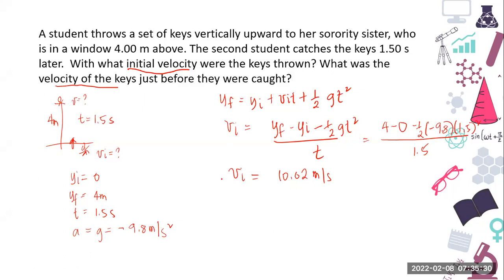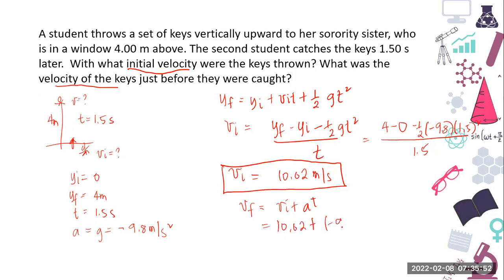Okay, so we get that velocity, which is 10.02 meters per second. Always round to the nearest 2 decimal places. And we're also looking for the final velocity just before they were caught. So you can just use the formula Vf is equal to Vi plus at. So that's 10.02 plus negative 9.8 times 1.5. Therefore, your final velocity here is negative 4.68 meters per second. The negative sign just shows direction.